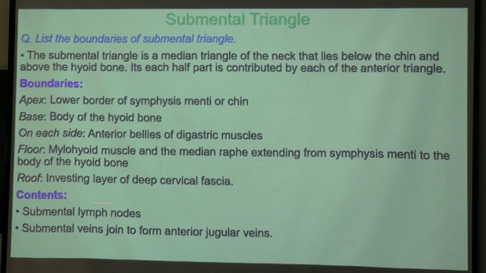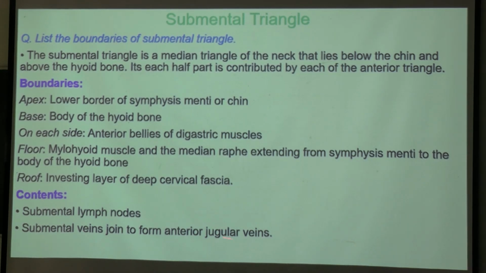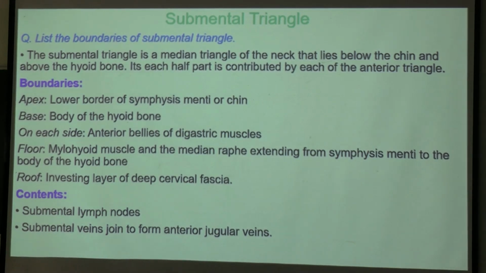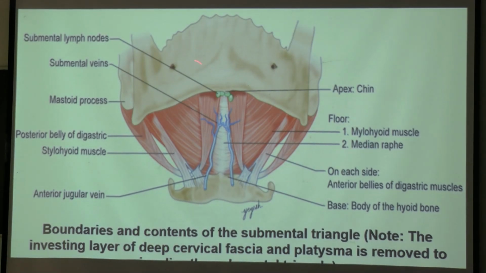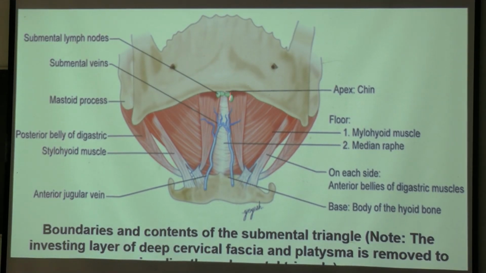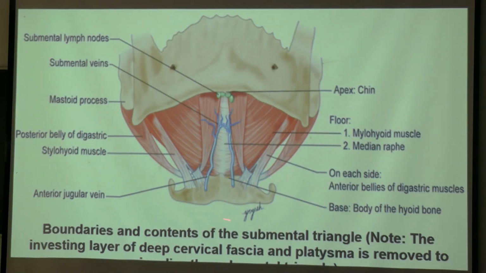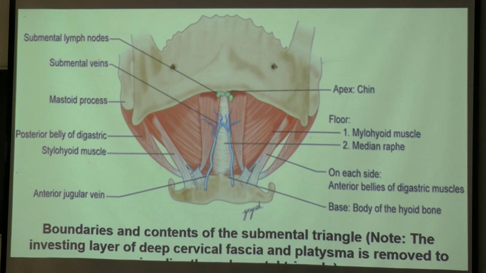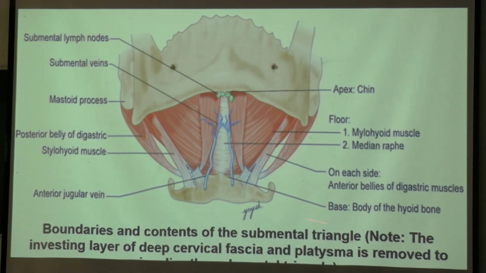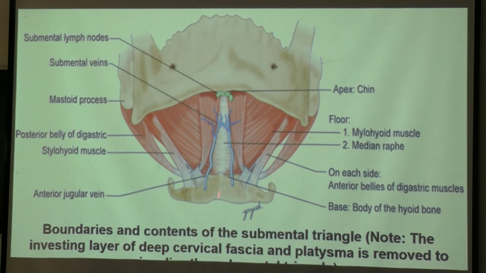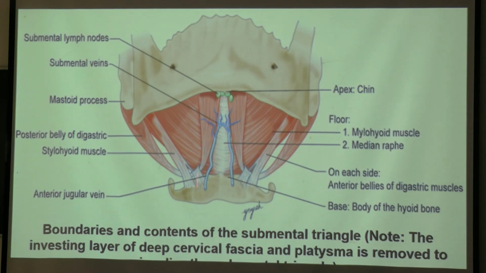Contents are the submental lymph nodes and submental veins, which join to form the anterior jugular veins. Okay. See here the contents. This is the submental triangle. Apex is directed towards the chin or symphysis menti. Base is formed by the body of the hyoid bone. On the two sides are the two anterior bellies of the digastric muscles. And the floor is formed by the mylohyoid muscle and median raphe.